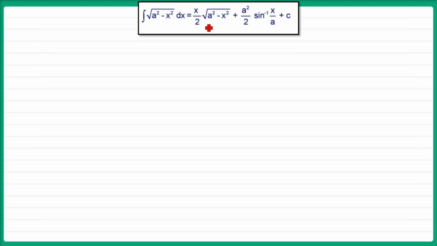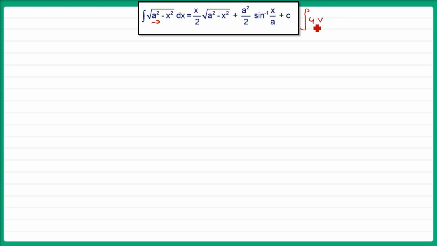Now these three are very important, and how they are going to be proved I'll show you in just a bit. Under root a square minus x square, this integral, and the direct result after integrating this is x by 2 under root a square minus x square plus a square by 2 sin inverse x by a plus c. Now the result is okay, but how actually have we got to this result?